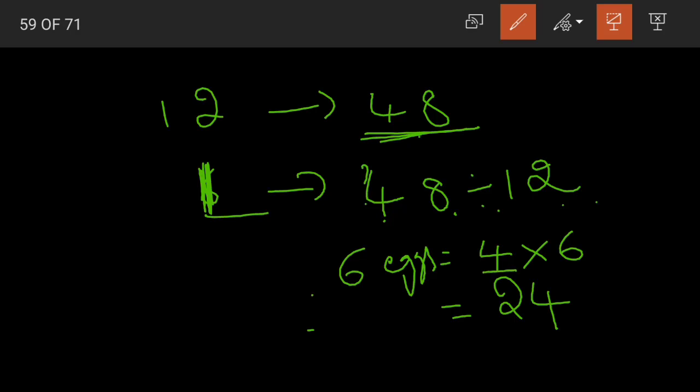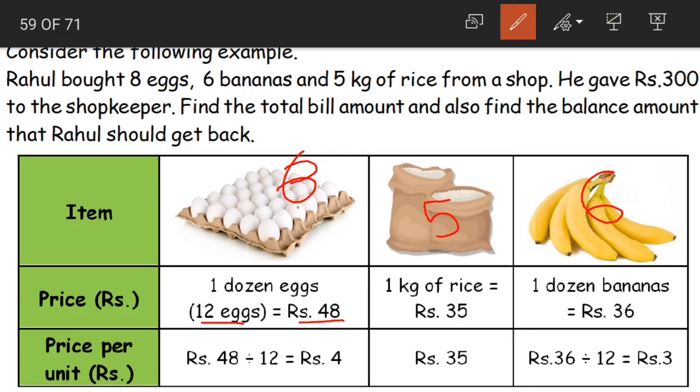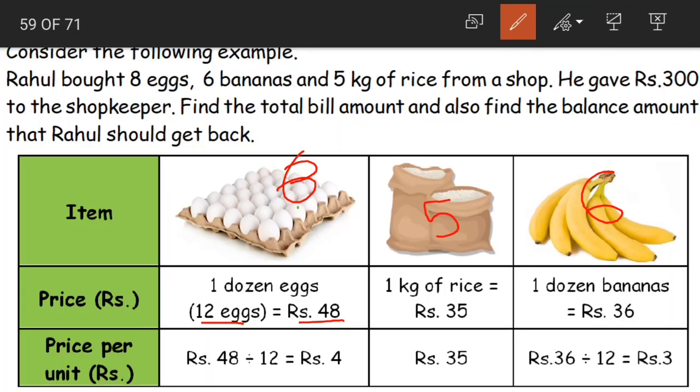Now we want the cost of 6 eggs, right? So the cost of 1 egg into 6 will give us the cost of 6 eggs. The cost of 6 eggs is what? 24 rupees. Sorry, it was 8 eggs. So 4 rupees was 1 egg and we bought 8 eggs. So 4 8s are 32 rupees. So 32 rupees is the cost of eggs.